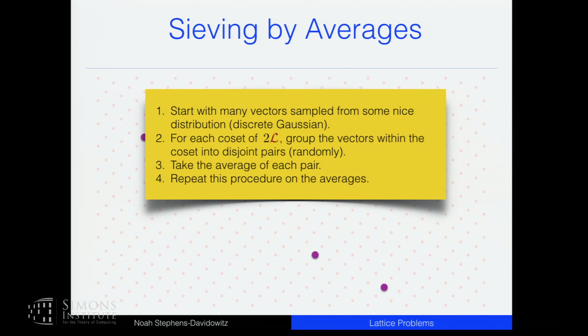So the full algorithm, you start with many vectors. The actual distribution that we use is kind of important. You start with the discrete Gaussian. It was the topic of my thesis, not a big deal. But for each coset, you go through the cosets and you group all the vectors within the coset into disjoint pairs. It's important that you do that arbitrarily. And then you take the average of each pair. And then you'll have some new vectors, and you just do it again. That's the algorithm. Devesh and I refer to this as an embarrassingly simple algorithm because we were embarrassed to find this incredibly simple algorithm.